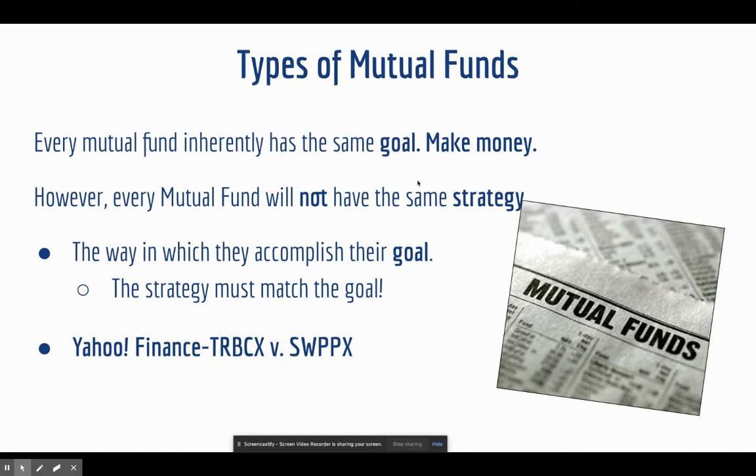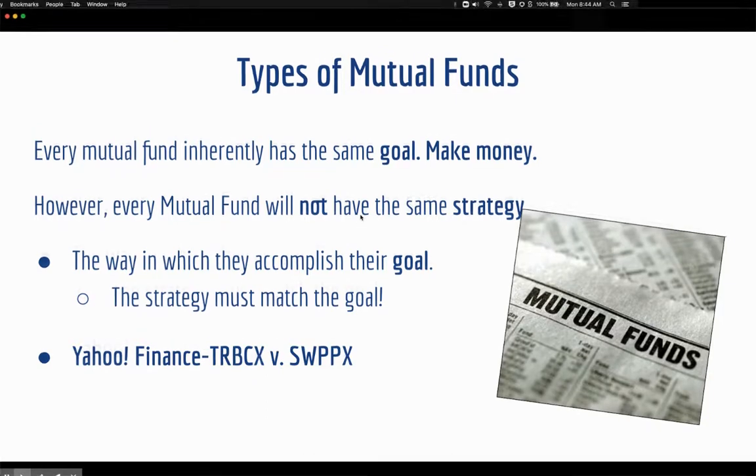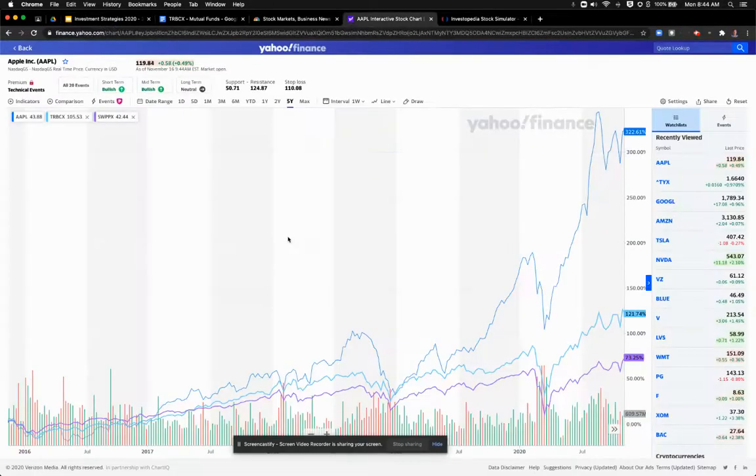Okay, real quick, I'm going to give you a little preview of some of the things you're going to be doing today. It will also serve as a comparison and a visual demonstration of what mutual funds can do. I'm over on Yahoo Finance, and I've got three things that I'm tracking. I've got Apple, which we all know, and I've got this TRBCX, and I'll talk more about that in a little bit, and then this SWPPX.